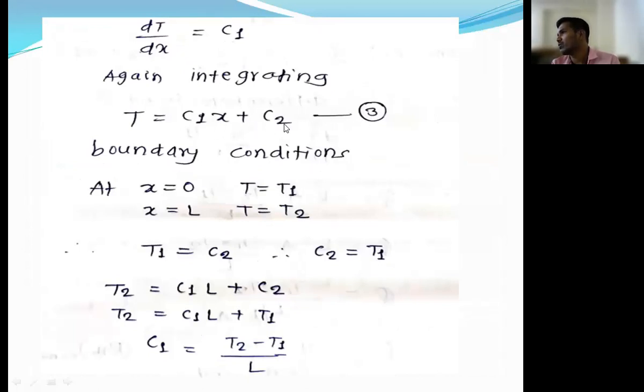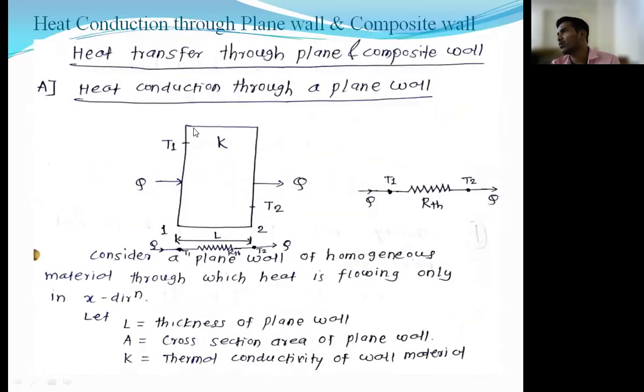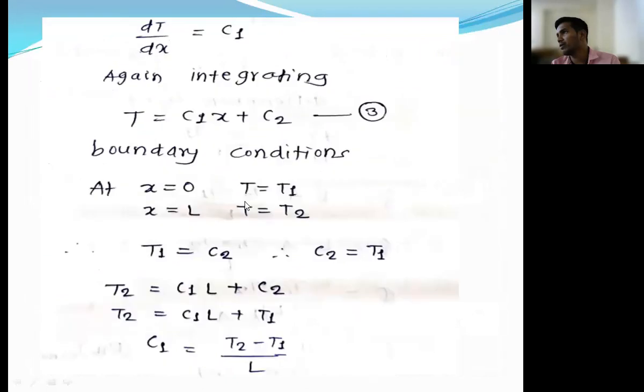After that, we applied the boundary conditions. What are the boundary conditions? At x is equal to 0, the temperature is T1, and at x is equal to L, the temperature is T2. By using these boundary conditions, we get the constant values. The value of C2 is nothing but T1, and the value of C1 is T2 minus T1 divided by L.